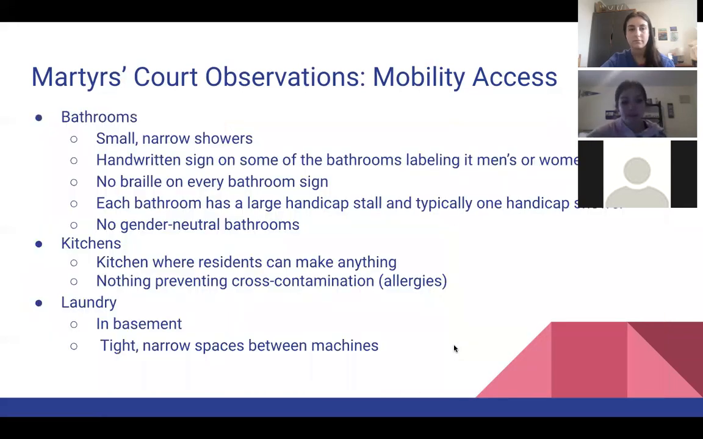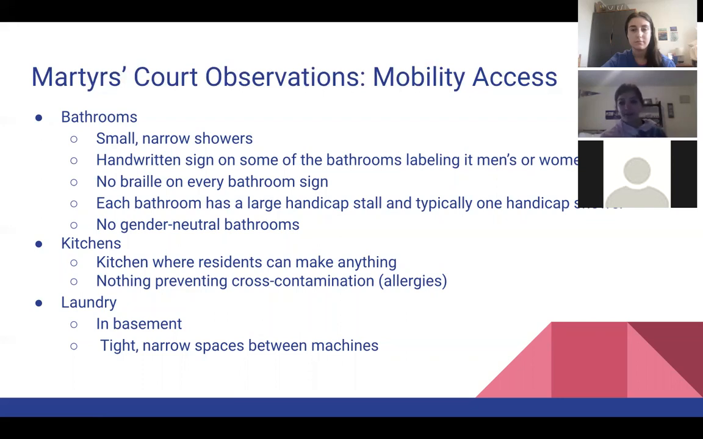Next, we'll talk about the bathrooms, the kitchen, and the laundry room. Firstly, there's inadequate signage in the building. So to get into these bathrooms, if you don't know what they are, or you need to see Braille, there's not Braille on these signs. There's handwritten signs on some of the bathrooms labeling it men or women's.